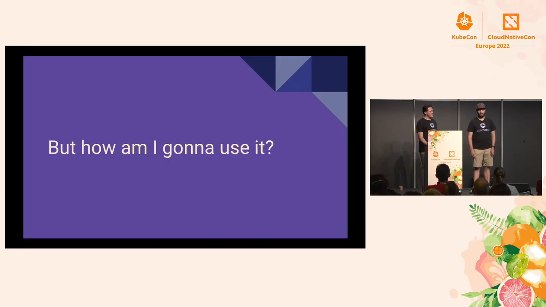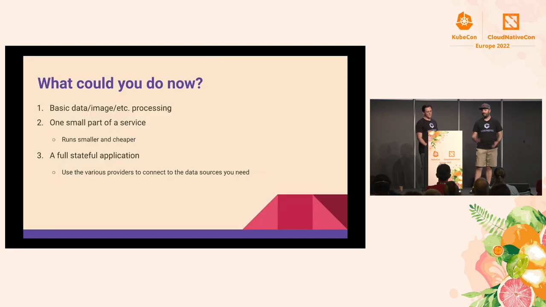So that leads us to this question. Well, how are you going to use it, right? So let's talk about it. What can you do right now if you want to try this out? The first thing is you can write a very basic service. These are generally data processing, image processing, those kinds of things. They're standalone services in most cases or part of a pipeline, and you can try rewriting one of those.